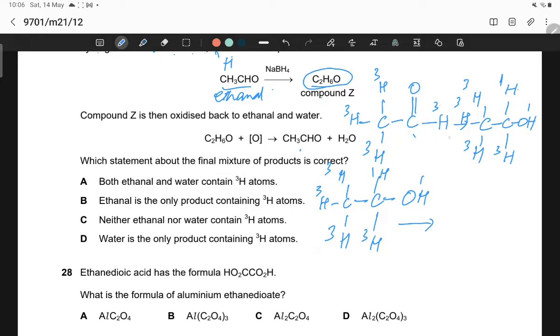So this is converted into, when it is oxidized, C, 3, and C double bond O and H3 plus H2O. OH.